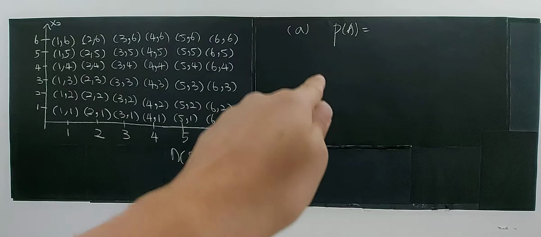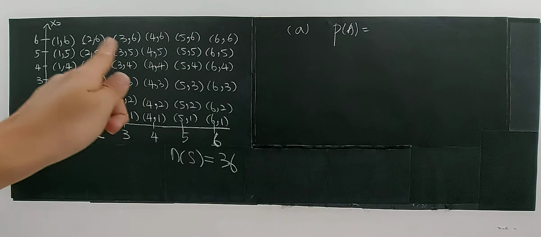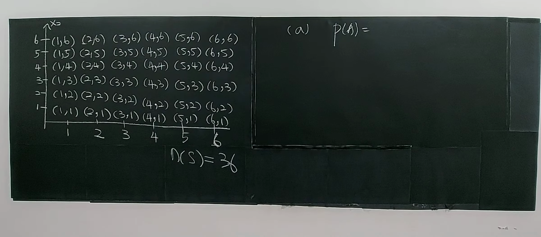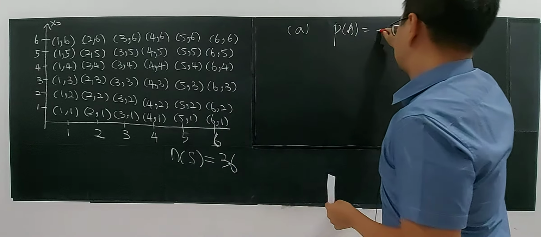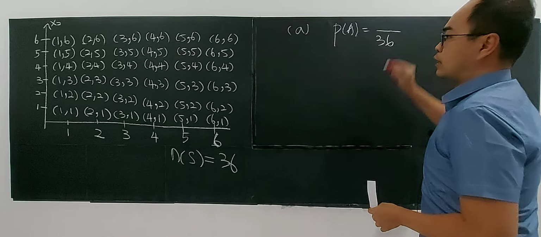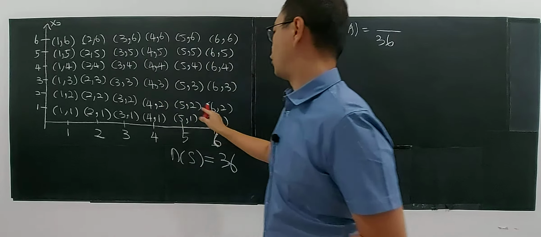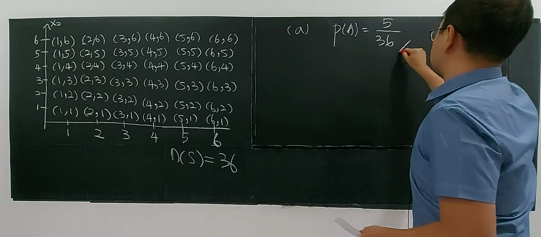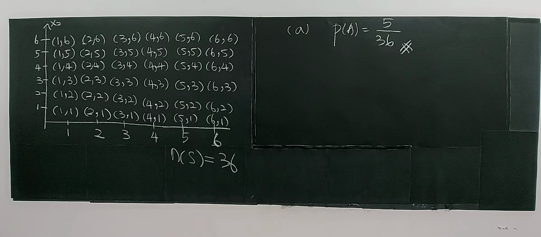If you list out A, it is a set of these 5 possibilities, right? These 5 outcomes out of all the outcomes here. So then you know that the probability will be divided by 36. How many of it? You have 6, 2, 3, 5, 1, 2, 3, 4, 5, 5. 5 out of 36. Very simple, right? You know it's 5 out of 36.